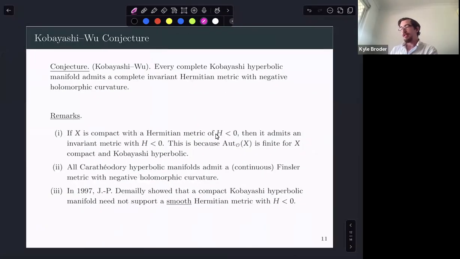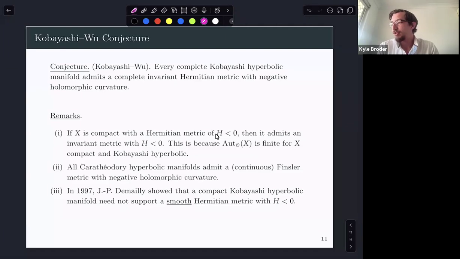So this is the Kobayashi-Wu conjecture, which says that if we have a complete Kobayashi hyperbolic manifold, then there should exist a complete invariant Hermitian metric with negative holomorphic curvature. So recall the fundamental paradigm is that any hyperbolicity property of a manifold should be encoded in an invariant metric. So for example, if I have a metric of negative curvature, then it definitely should be invariant. That is one of the main aspects of this paradigm.